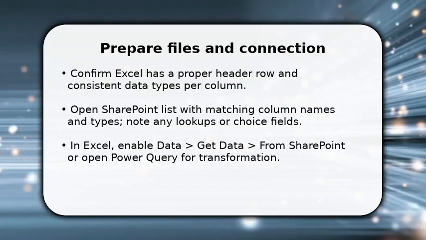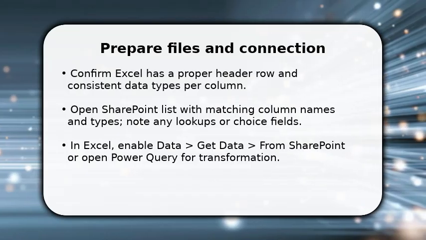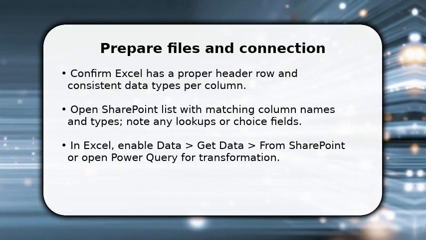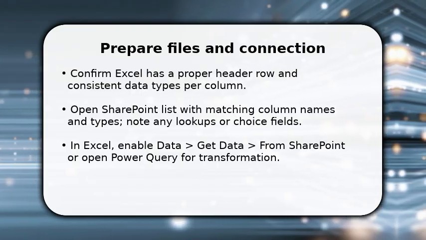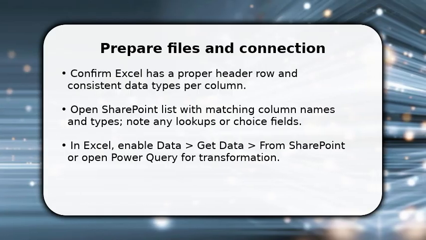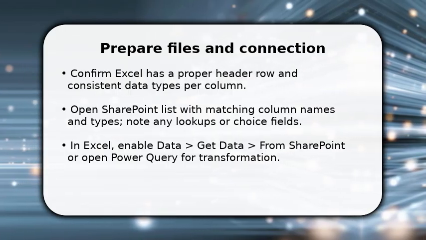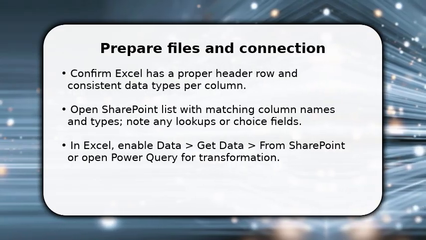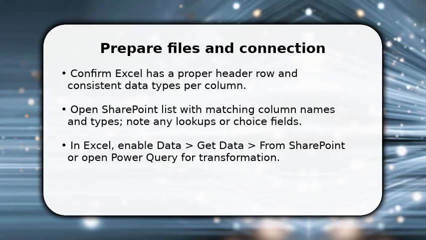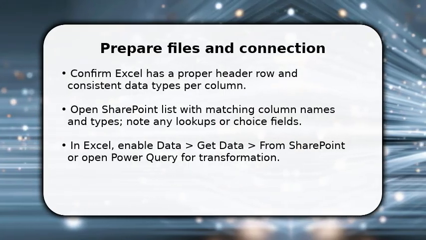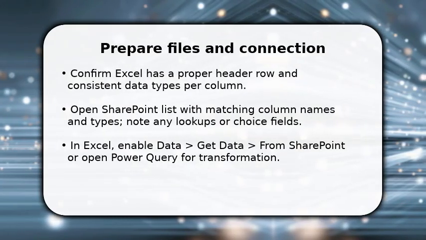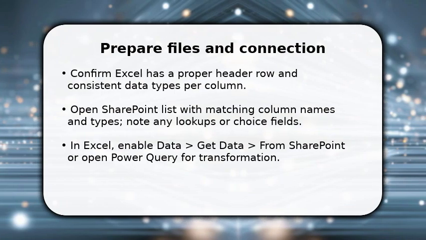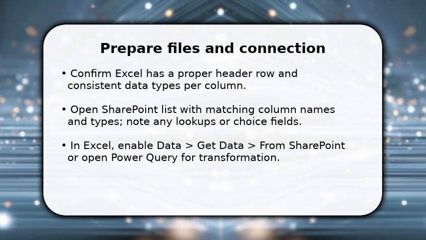You begin by preparing both files and the connection. Open the Excel workbook and make sure the header row is clean and each column uses a single data type. This avoids import errors. Then open the SharePoint list to verify column names, types, and any lookup or choice fields you must map. Once done, switch to Excel's Data tab and choose Get Data from SharePoint or launch Power Query. This first actionable step creates a reliable connection to start updating records.